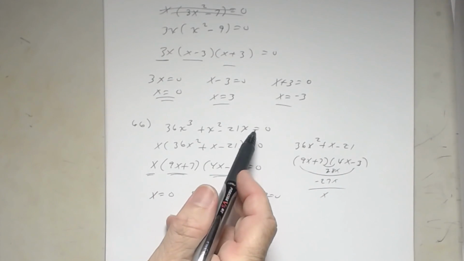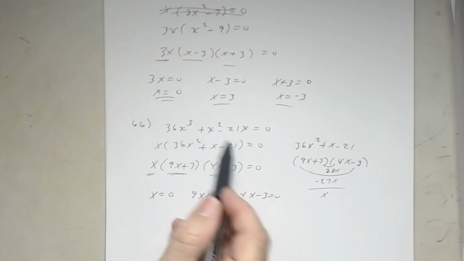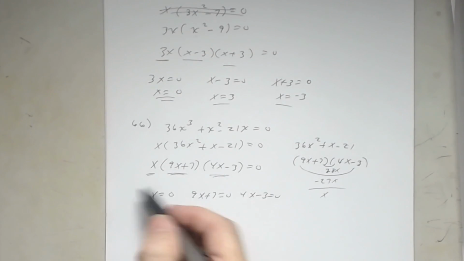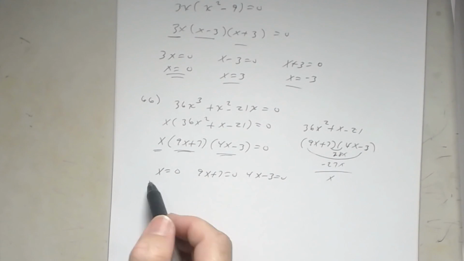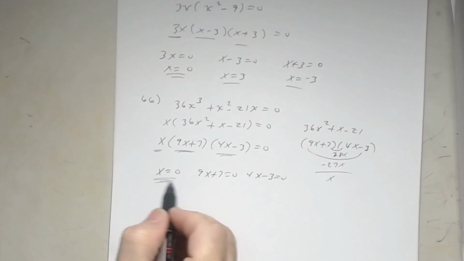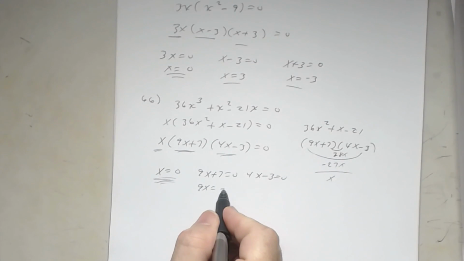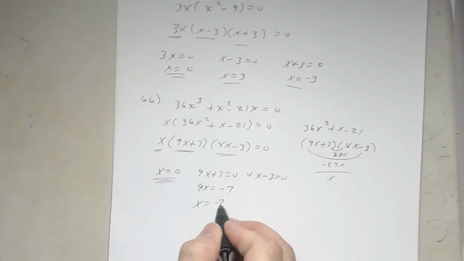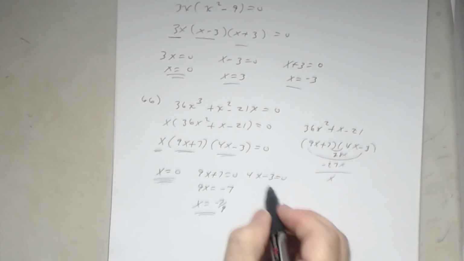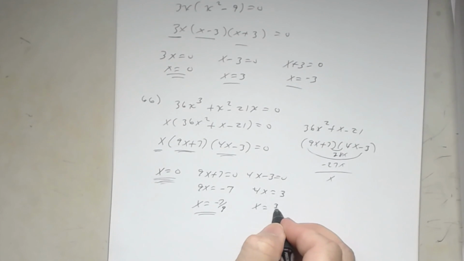Even though this section is titled quadratic, what made it quadratic was only this part here. So then I factored this quadratic and I set each one equal to 0. And then I went from a cubic equation to 3 linear ones. Here, x is already by itself, so that's 0. Here I get 9x equals negative 7, so x has to equal negative 7 ninths. Here 4x equals positive 3, so x has to equal 3/4.